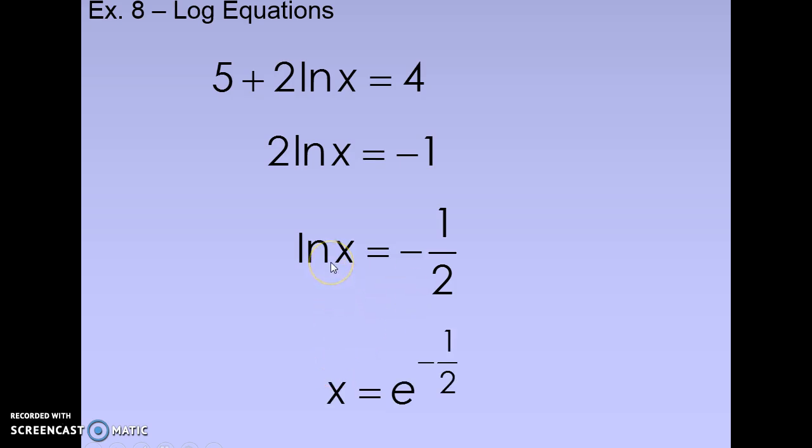Now, to get rid of this natural log x, remember, we can put in an e, base e here, and that'll cancel both of them out. So put a base e here and base e here, and now when these cancel out, we have x equals e to the negative 1/2 power.